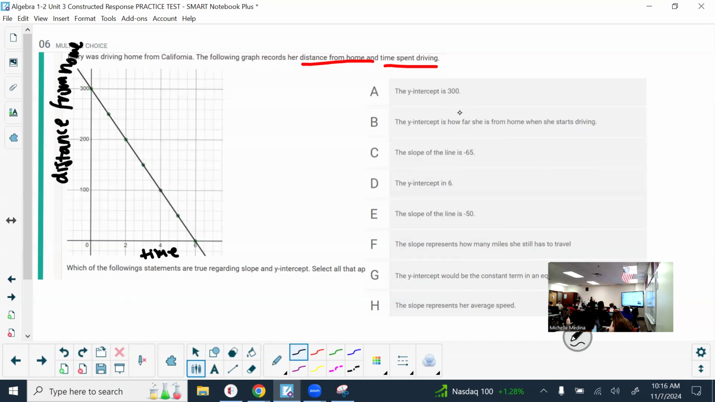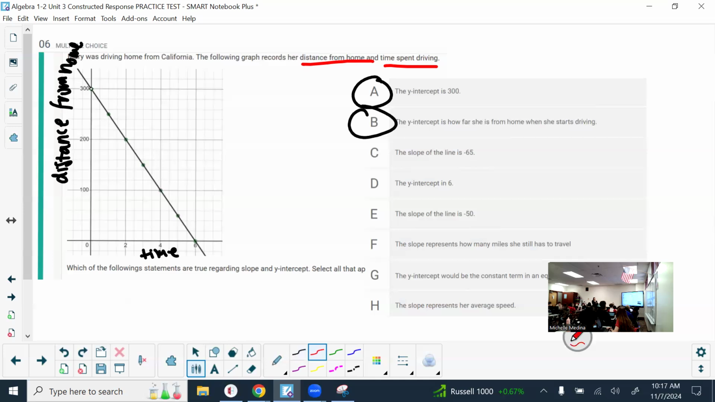So is the y-intercept 300? Yes. Here's my y-axis, y to the sky. Here's 300. Yes, that's my y-intercept. The y-intercept is how far she is from home when she starts driving. You guys agree with that? Distance from home, minus 0. She'll be driven for 0. Anything? Okay, good. The slope of the line is negative 65.